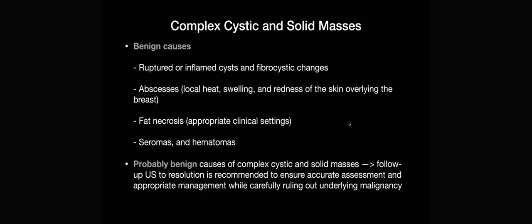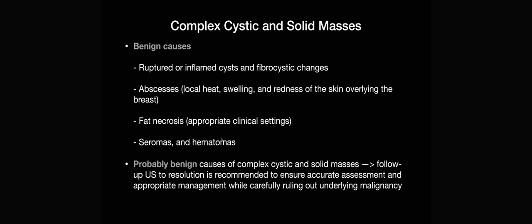Benign causes that can give you a complex cystic and solid mass include an inflamed or ruptured cyst, or sometimes a cyst that collapses and decreases in size, which may give you the appearance of a complex cyst. Abscesses, areas of fat necrosis in the appropriate clinical settings, seromas, hematomas. Probably benign causes of complex cystic and solid masses.